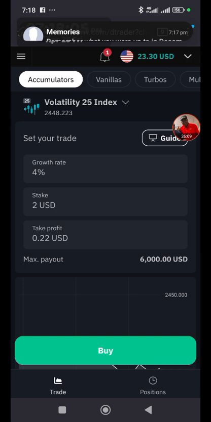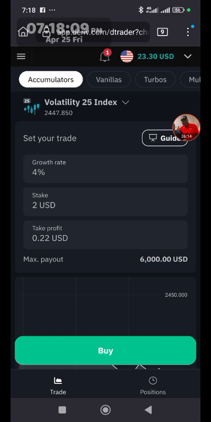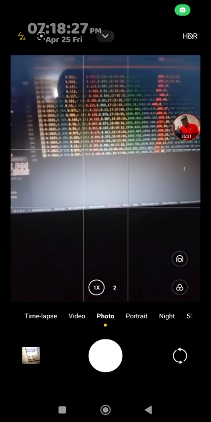Let me show you the accumulated result. Today I think I started around 4 o'clock when I launched this to be trading. I want to show you from my system. Can you see this? Accumulator with 9%.